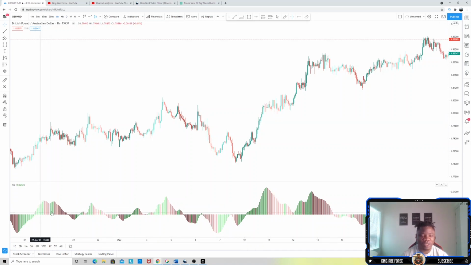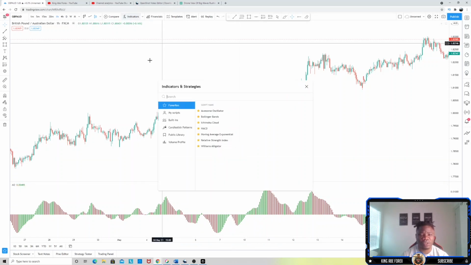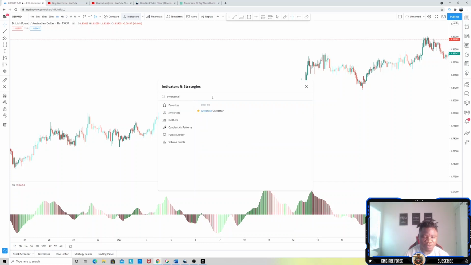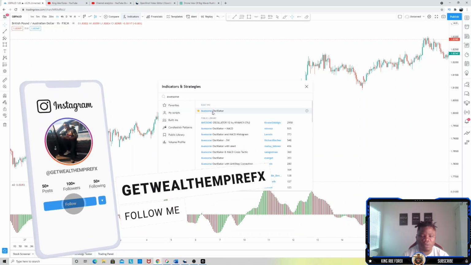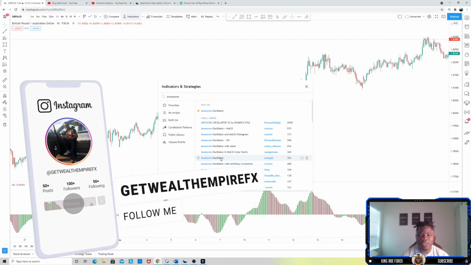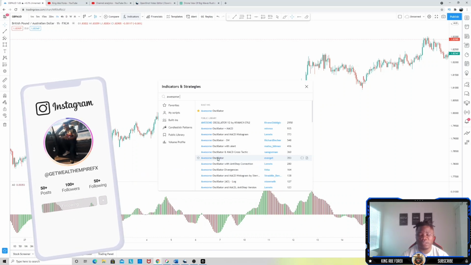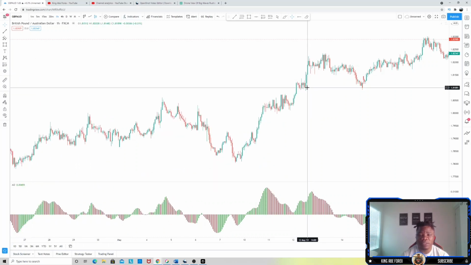This is the awesome oscillator, and to add this indicator onto your chart, we're going to go here to indicators, and you just type awesome. Once you type awesome, it should pop up, and this is it right over here, and then you just click on it to add it to your chart. I'm going to exit this.